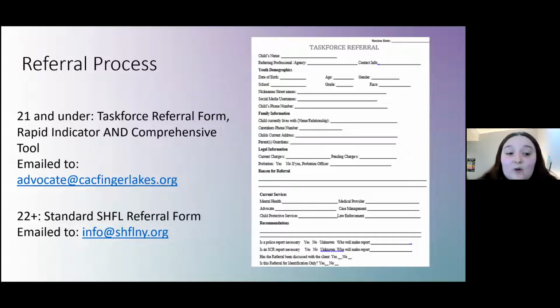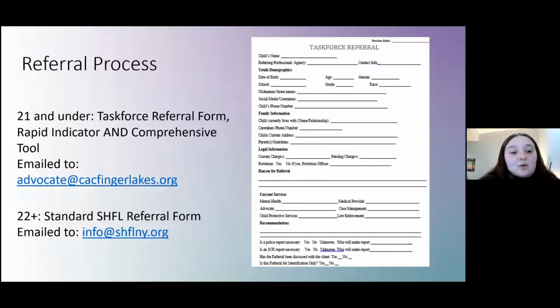Normally, if we receive 3 to 4 identification only referrals for the same client, we set up an MDT meeting to see what exactly is going on with the youth and the best next steps to support them. So, like I said, if you select no, this referral is not for identification only, I will reach out to the youth or the guardian or parent to discuss SHFL advocacy services. However, it's important to note that Safe Harbors is a voluntary service agency, meaning that we only work with clients who would like to utilize our services.